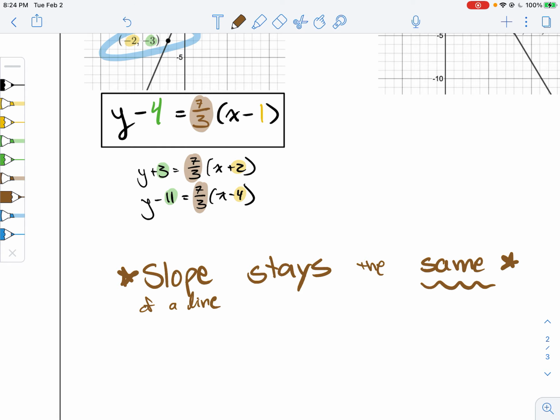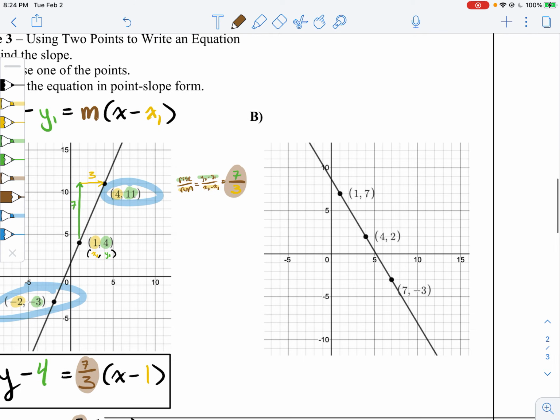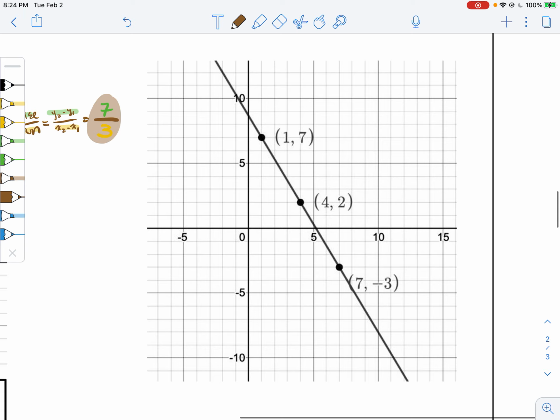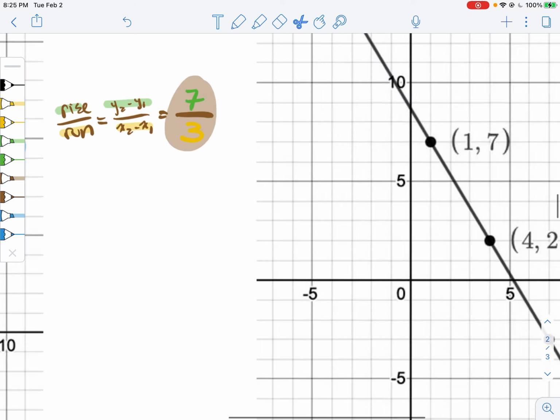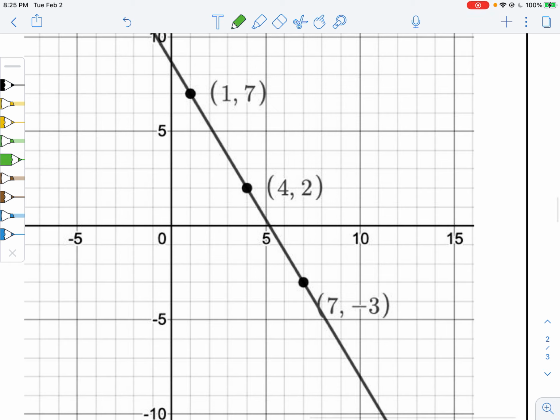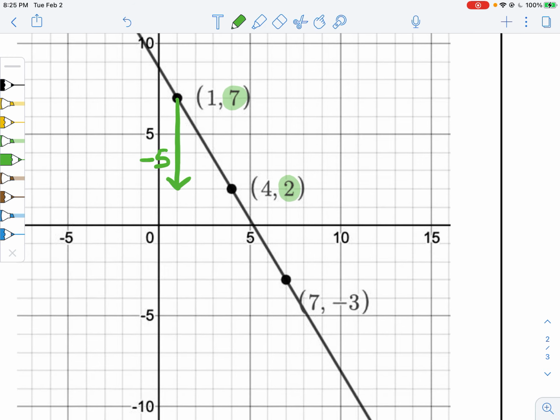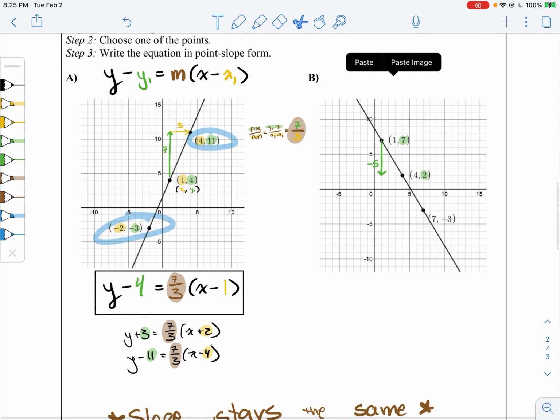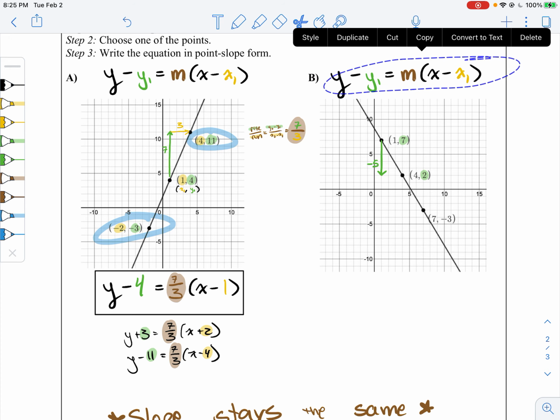Cool. Okay, now it's your turn, guys. Think you got it? How could you write this equation of this line? Here's my hint. When you're looking for your slope, notice that your rise here is negative. Okay, to go from 7 down to 2 is -5. That's my hint. Okay, what do you think? How can you write the equation of this line in point-slope form? Go.